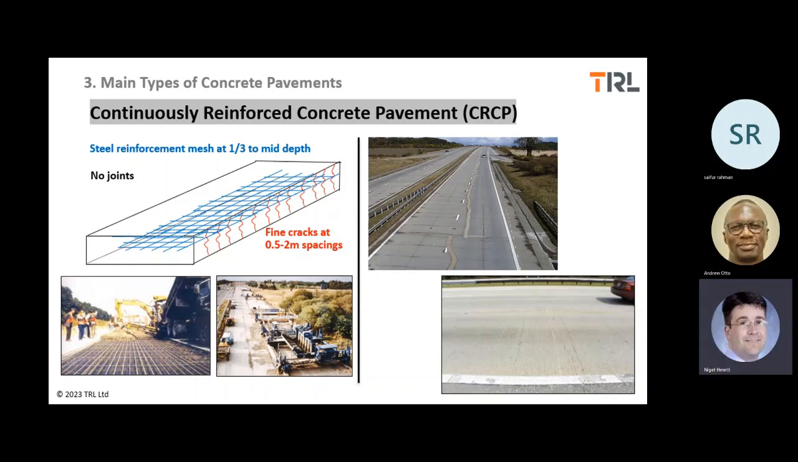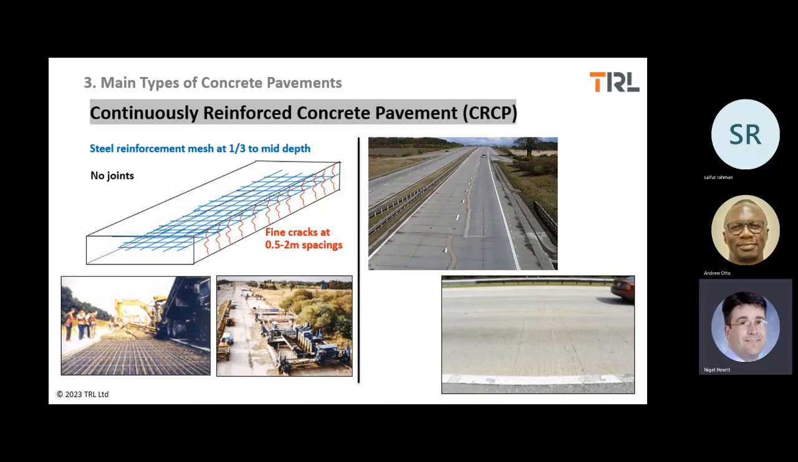So here you can see the reinforcement put down first, and then a paving train, and finally a picture of a CRCP. I'm sorry, it's a terrible picture of a CRCP. If you ask a road engineer to find a picture of a good road, he won't have one. All I have is pictures of bad roads and failed roads and not very good roads. So that's not a very good picture of a CRCP. But in the bottom picture, you can see the fine cracks that are occurring every sort of half a metre.